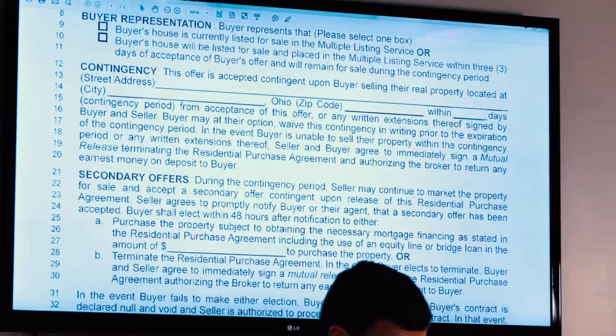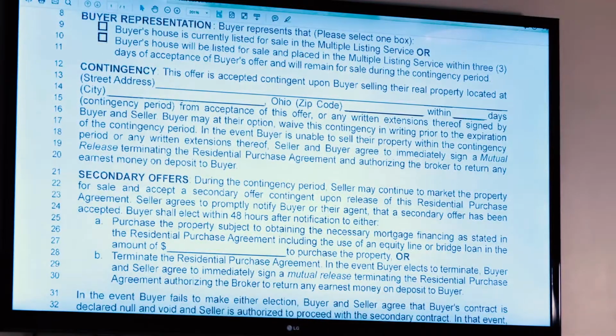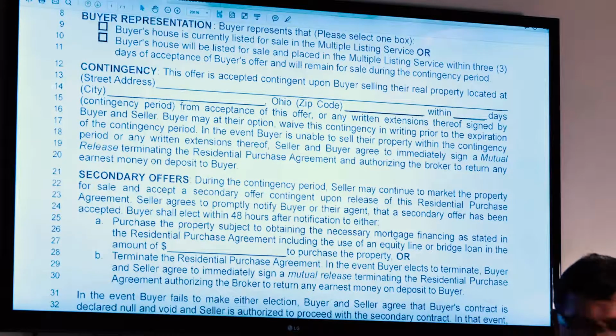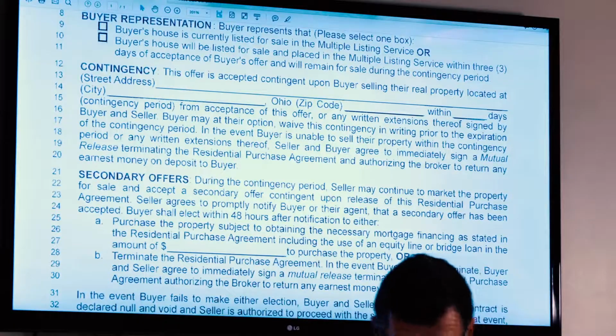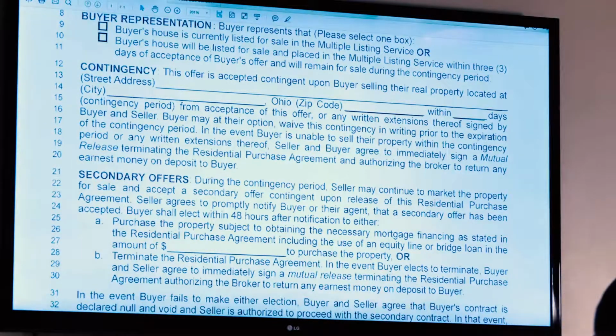In the event buyer is unable to sell their home within the contingent period or any written extensions thereof, I only need to learn to talk like that. In the middle, thereof, this or that. Seller and buyer agree to immediately sign a mutual release terminating the residential purchase agreement and authorizing the brokerage attorney earnest money, okay? This is the interesting part.